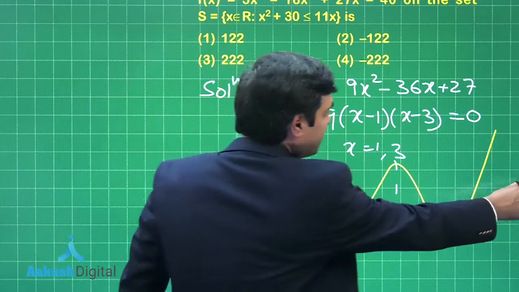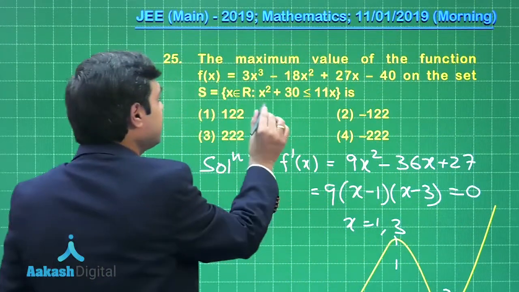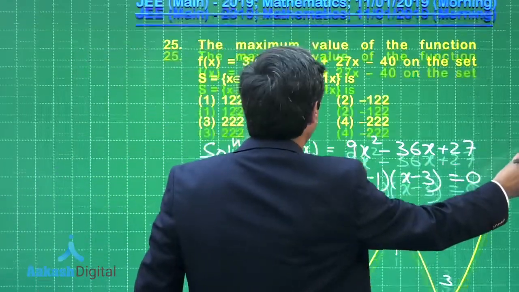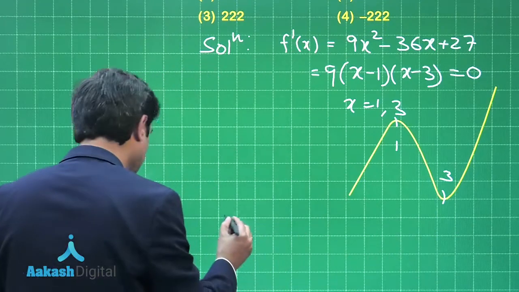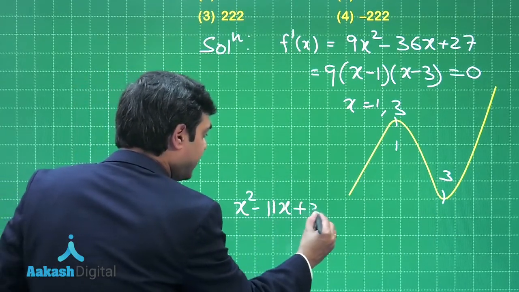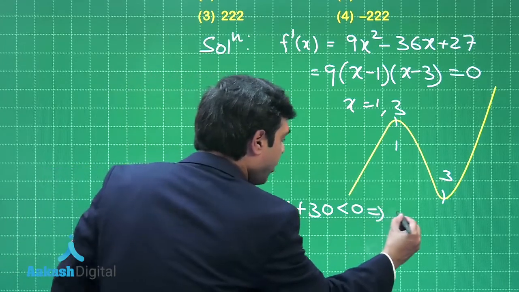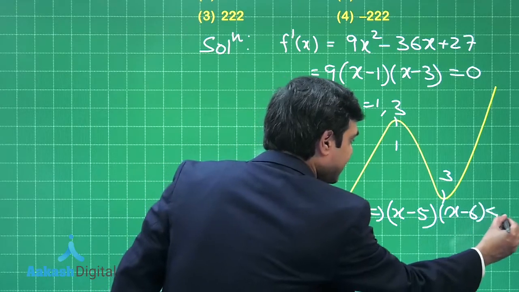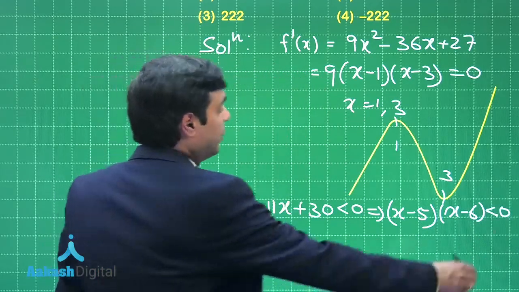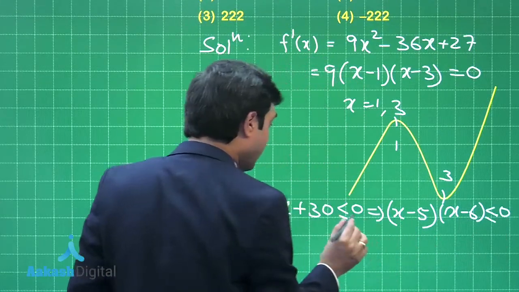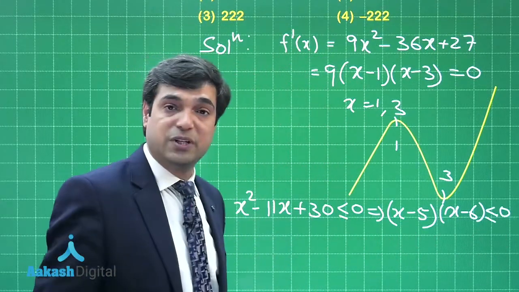Now, further it is given that S is satisfying this inequality. When you talk about this inequality, let us factorize. We have x² − 11x + 30 ≤ 0, or (x − 5)(x − 6) ≤ 0, correct. Now, here we can see whether equality is included. Yes, equality is also there. So, we have to talk about the interval 5 to 6 only.